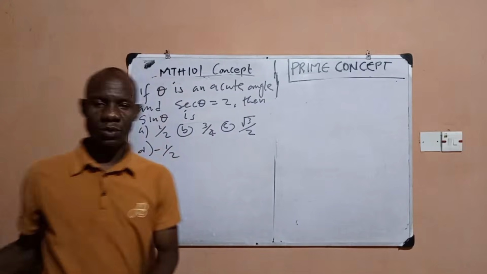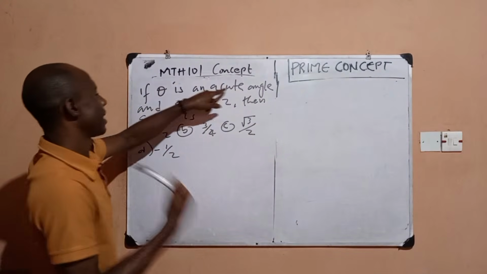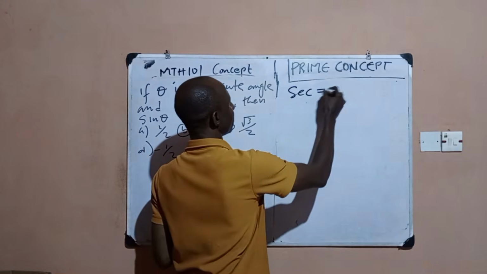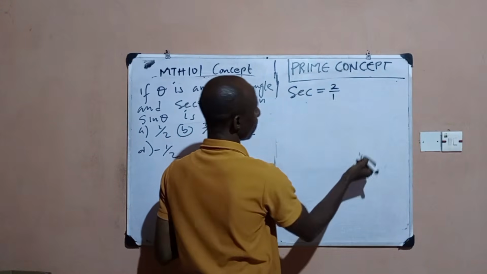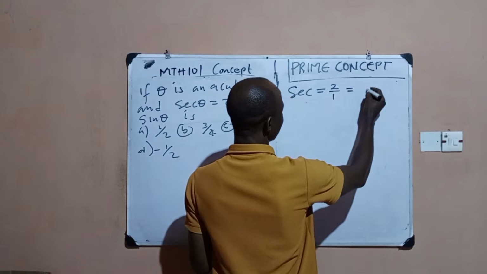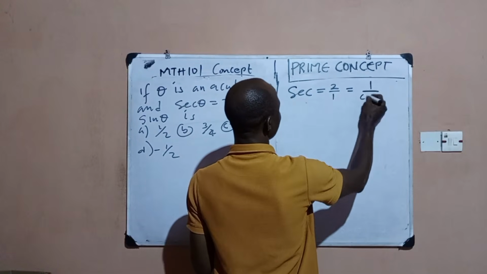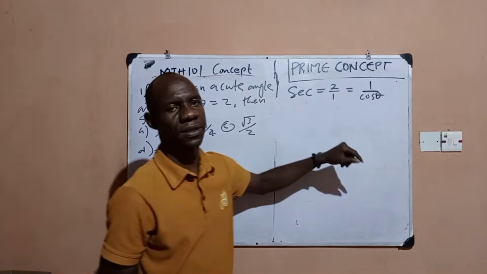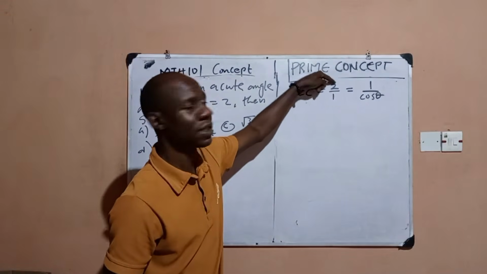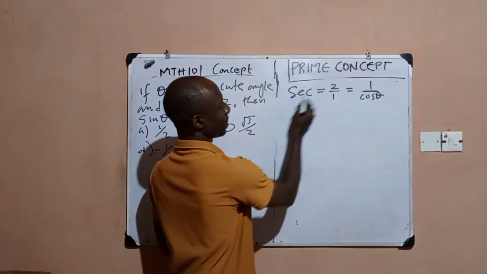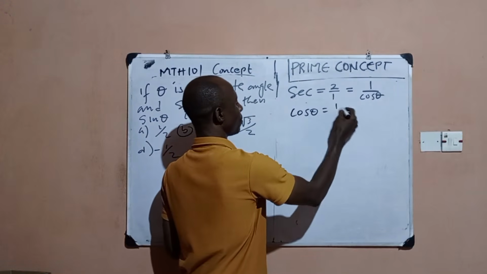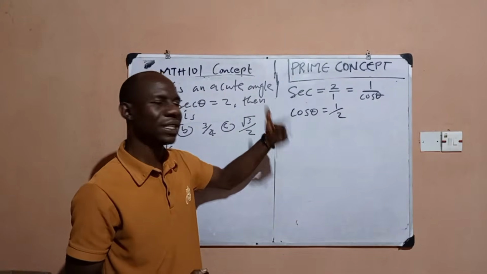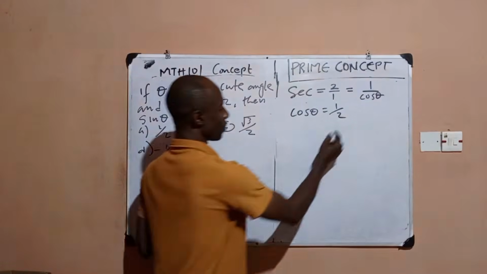Now let us solve the problem we have. They say if theta is an acute angle and sec theta is 2. Remember, sec is 2 because you can still say 2 over 1. And sec is actually 1 over cos theta. Please look at this very well. Remember, sec is 1 over cos theta. And they told us that sec is 2, which is the same thing as saying 2 over 1. So if sec is 2 over 1, it means that cos is going to be 1 over 2, because sec and cos are inverses. If sec is 2 over 1, cos should be the inverse, which is 1 over 2. Take note of that. So draw your triangle.